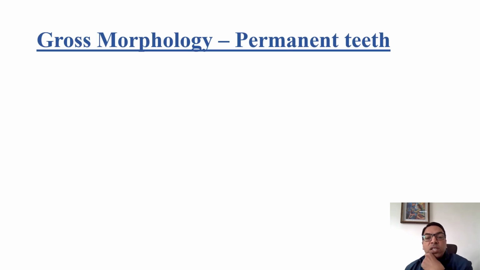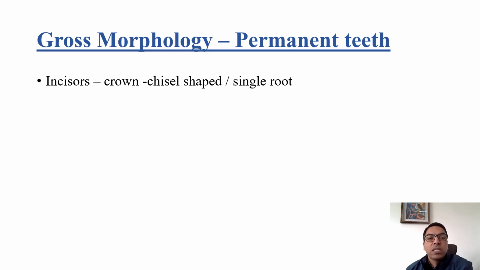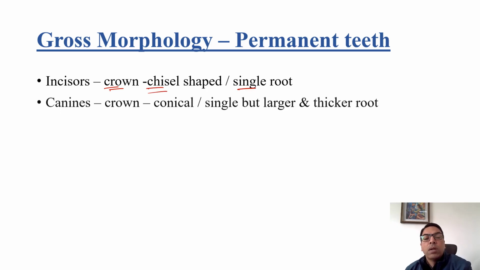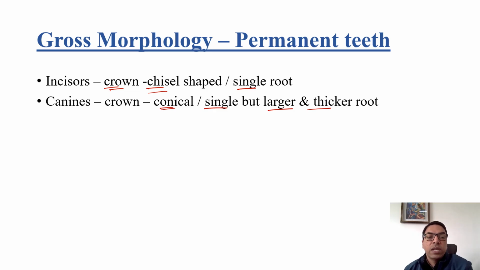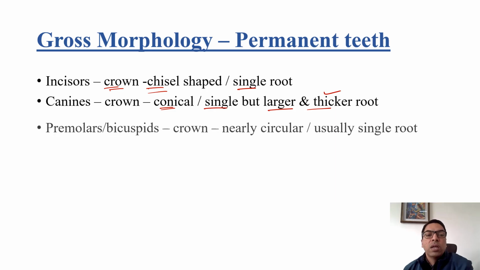The gross morphology of the permanent teeth. The incisors: if we look at the crown of the incisors, they are the teeth in the front. The crown is chisel shaped and they have a single root. Look at the canines. The crown is conical and the root is single but larger and thicker than the incisors. If we compare the root of the incisors with the canine, it is thinner and the canine has a thicker root.